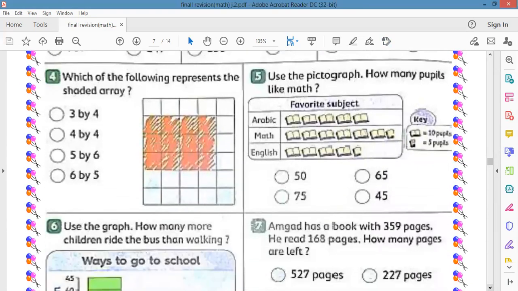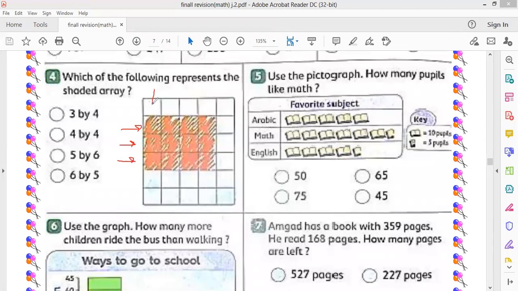Which of the following represents the shaded array? We have here 3 rows and 4 columns. So this array is what by what? 3 by 4.